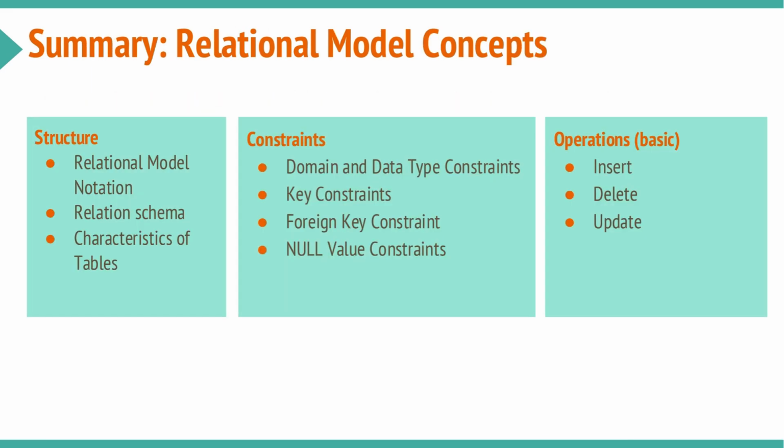We learned about the three key concepts of the relational model. Structure: data is in tables, which are relations, which have columns, or attributes, and rows, or tuples. Constraints: these are rules to protect our data, like domain, key, foreign key, and null constraints. And operations: these are the basic actions we can do. Insert or add, delete or remove, and update or change. These three ideas are the foundation of everything.